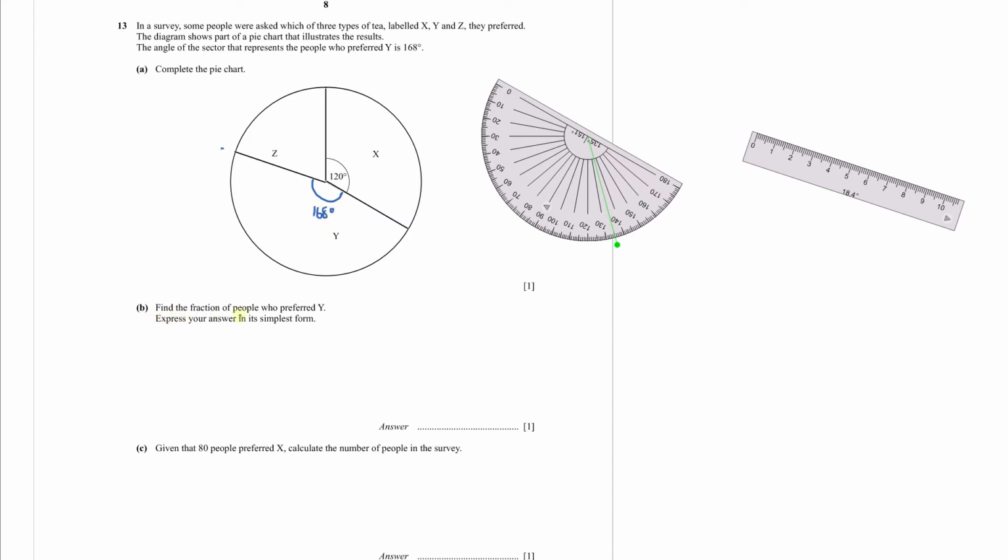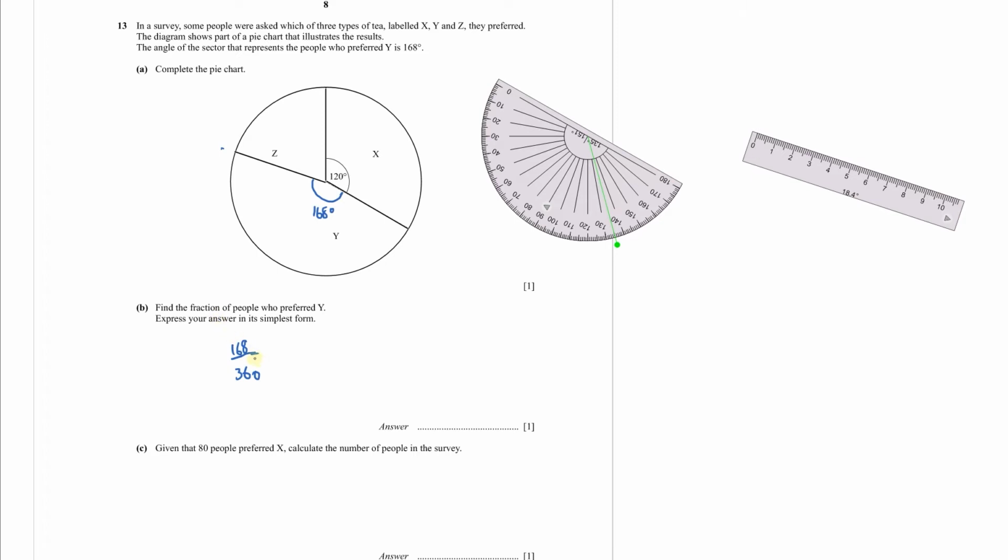Part B is find the fraction of people who preferred Y. Express your answer in its simplest form. So the full pie chart is 360 degrees, and out of those 360 degrees, the people who preferred Y is represented by a sector of angle 168. So 168 out of the full 360 degrees. So let me write this cleanly. So 168 out of the 360.